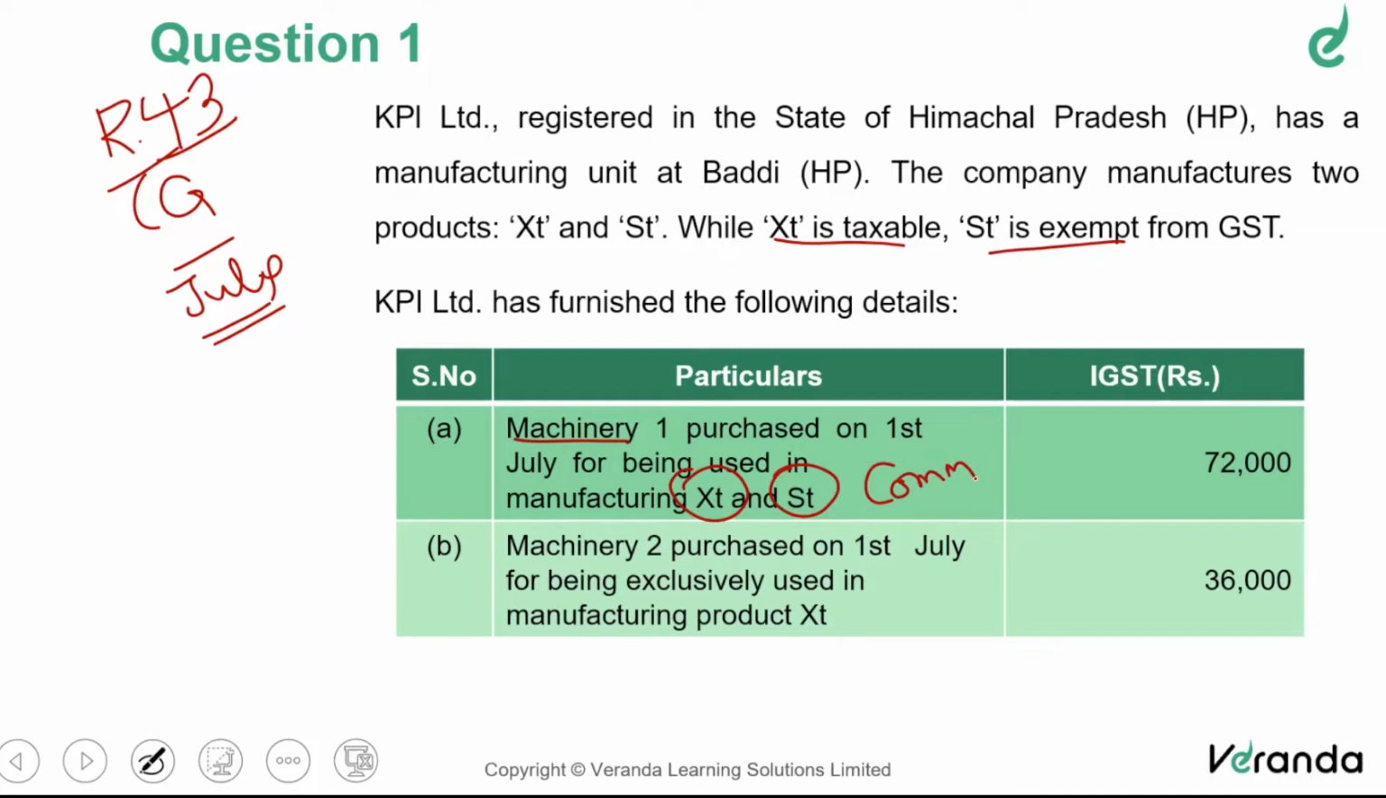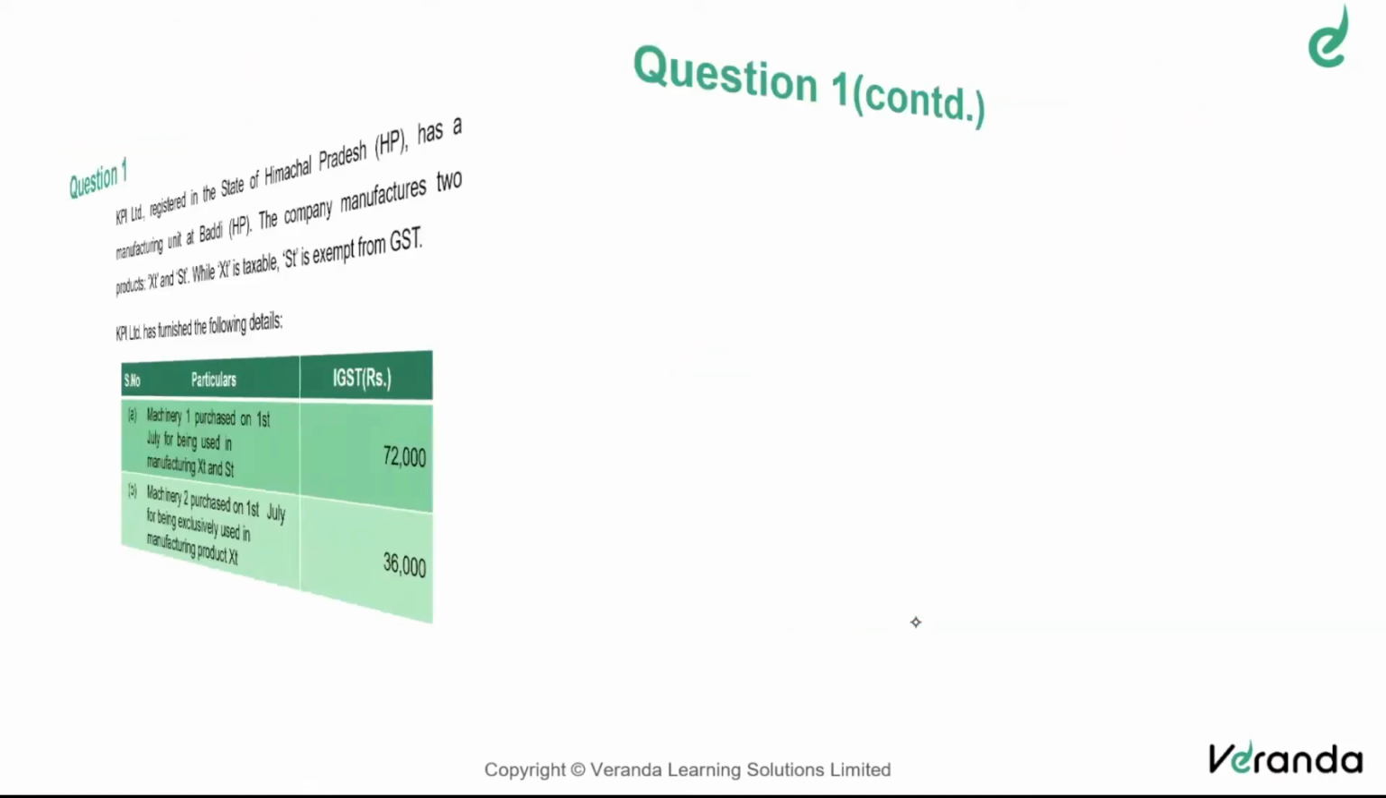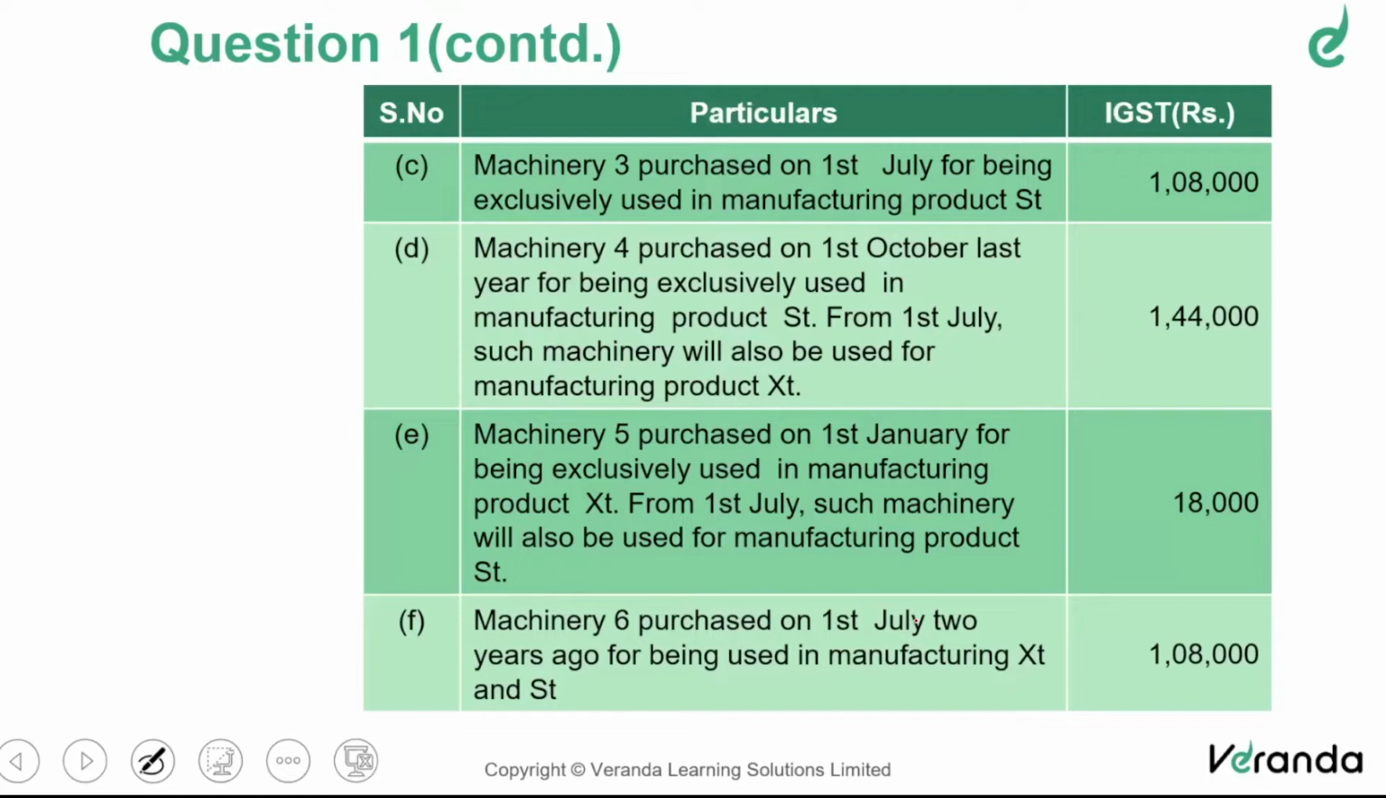or common ITC. Then second, machinery 2, again purchased on 1st of July, beginning of the month, is exclusively used for manufacturing XT, which is taxable. So it is completely used for a taxable product. Now, what is the treatment, you can just visualize. Next, machinery number 3. Again, purchased at the beginning of the month, exclusively used for the exempt product, ST.